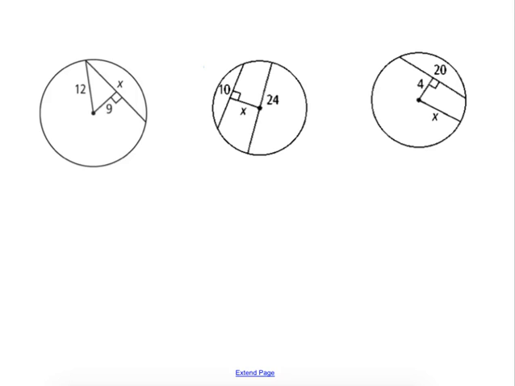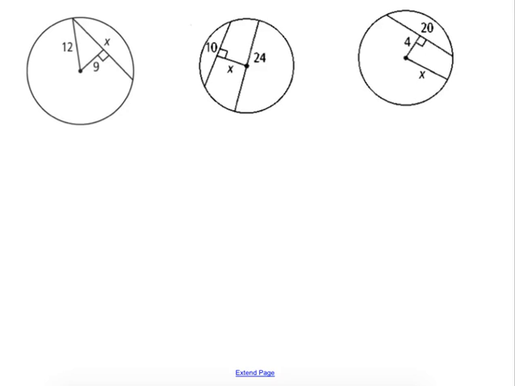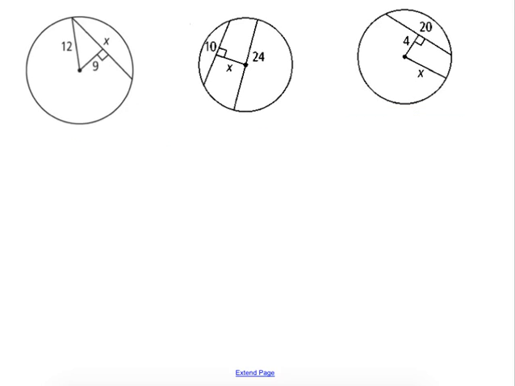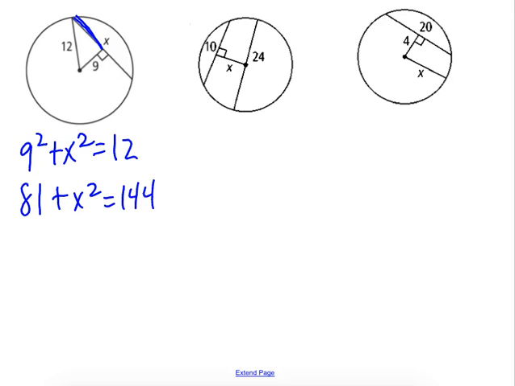These ones get a little more interesting, but again, it's the same ideas. I'm just going to move them up for more space here. Okay, so now on this guy here, I'm going to call x just half of it. So this is my x. So I'm going to have 9 squared plus x squared equals 12 squared. So we get 81 plus x squared equals 144. Now subtracting, x squared equals 63. Taking the square root, x equals 7.9.